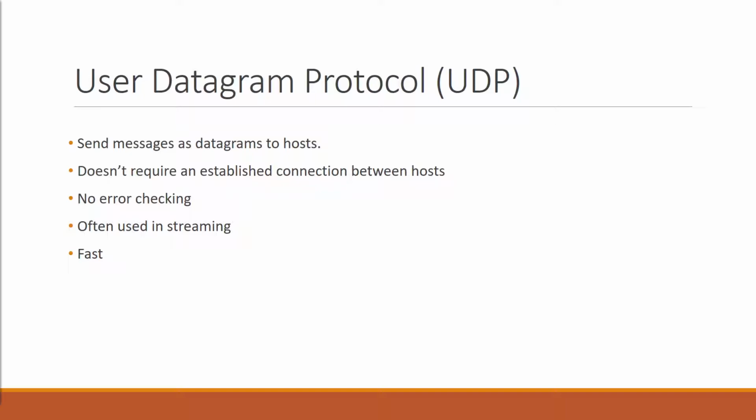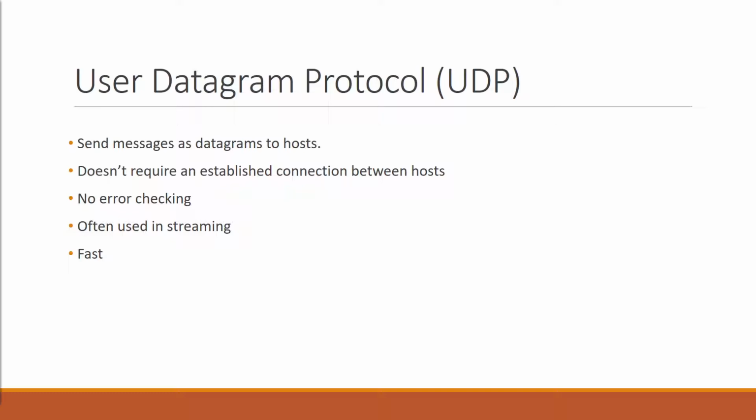So let's take a look at User Datagram Protocol. I'll refer to it as UDP from now. UDP is used to send messages as datagrams to hosts. So it sends datagrams, individual packets, to an endpoint. UDP does not require an established connection between hosts before communication starts. Remember, it just sends it as an individual packet, no sequence. There's no error checking in UDP.